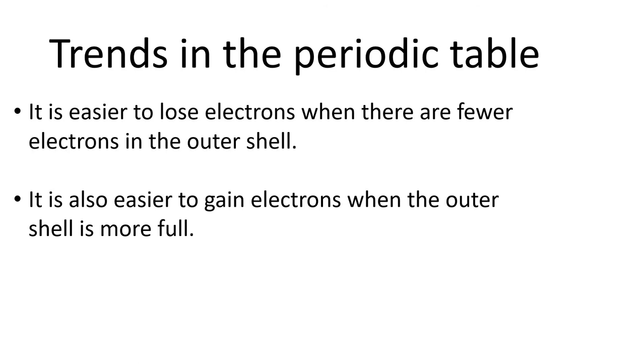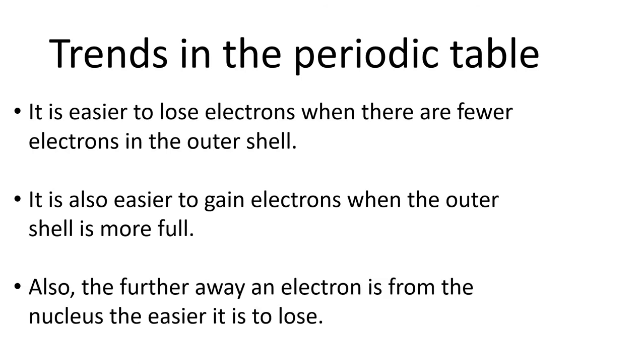It's also easier to gain electrons when the outer shell is more full. So, for example, if you're in group 7, you only need to gain 1 electron. That's quite easy to do. Whereas if you're in group 6, you've got to gain 2 electrons to get a full outer shell, and that's just that little bit harder to do. Last but not least, the further away an electron is from the nucleus, the easier it is to lose. So we've seen that before when looking at group 1 elements, and a couple of times in this lesson as well, but just to remind you.